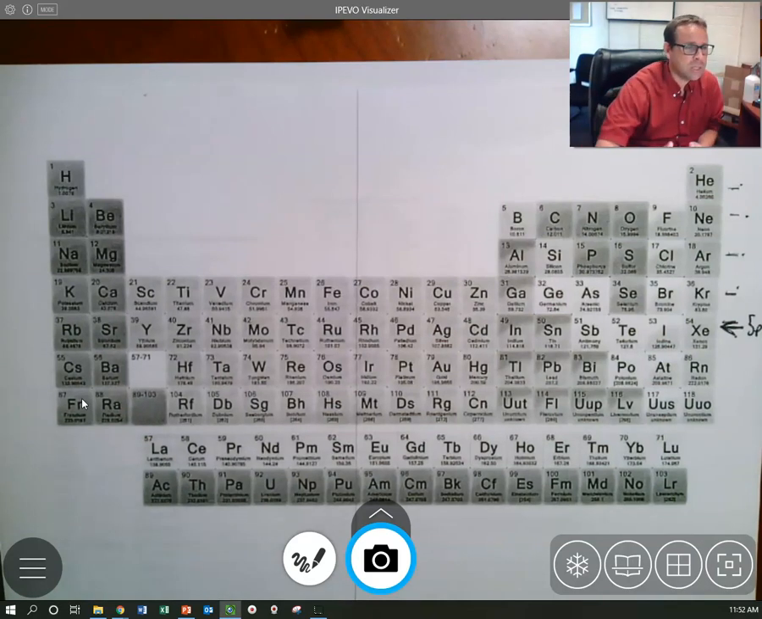Okay, but if we just look at a single atom of cesium or any atom, if I give it an electron, is it going to require energy or is it going to release energy when I give that electron to cesium? My guess is release. That's right. It releases energy. It stabilizes.